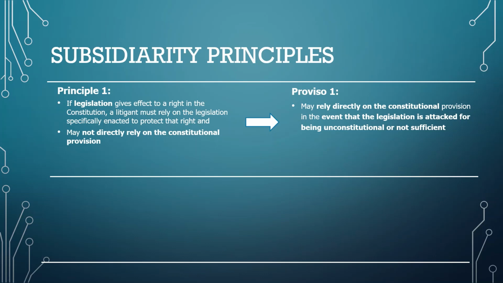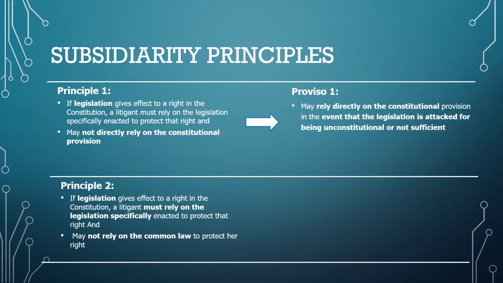However, reliance on the right in the Bill of Rights in this regard still involves reliance on the legislation, since it must be shown that in view of the provision in the Bill of Rights, the legislative measure is unconstitutional or inadequate. This means that the legislation enacted to give effect to the right will play a pivotal role in this process as well. So this is then the first principle and its proviso. Now let's then move on to Principle 2.